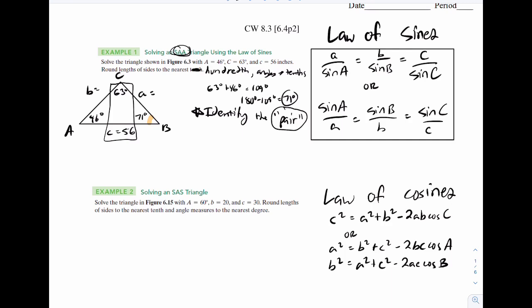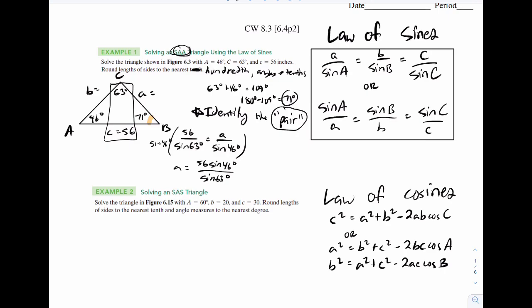We're going to write 56 over sine 63. That's going to equal, let's solve for a or b, doesn't really matter, a over sine 46. Let's solve for a. We're going to multiply both sides by sine 46. So a is going to equal 56 sine 46 all over sine 63.